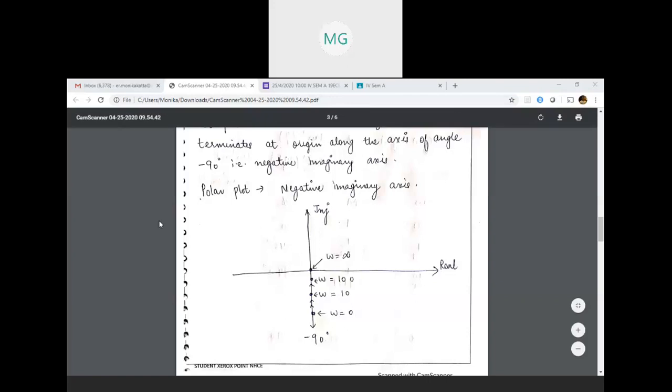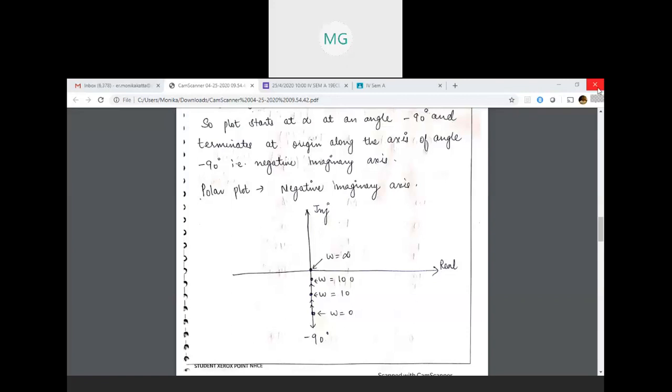Do you have any doubt till this point? Vanilla? No, ma'am. Okay, Manideep. Anybody else? No, ma'am. Understood? Ankit? Yes, ma'am.